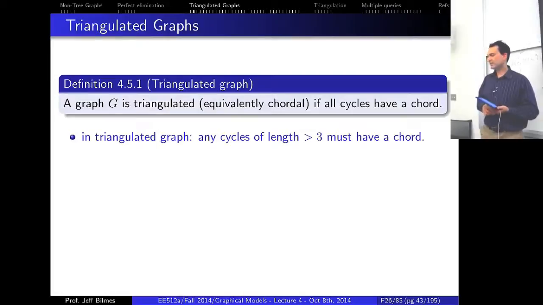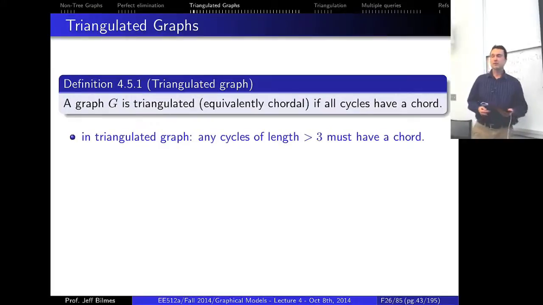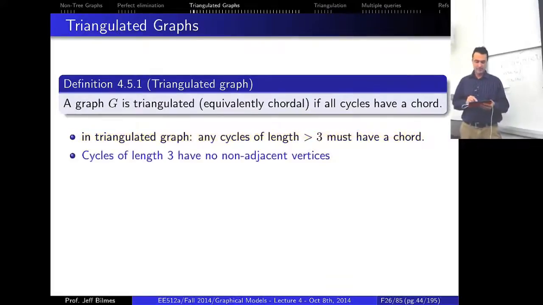Okay, the definition of a triangulated graph is the following. A graph is triangulated, or equivalently chordal, if all cycles have a chord. Sometimes you say that all cycles of length 4 or larger have a chord. But in this class I'm saying that all cycles have a chord. The reason you can say that, I think, is because in a triangulated graph, any cycle of length greater than 3 must have a chord. But any cycle of length 3 has no non-adjacent vertices, so all vertices are adjacent in that cycle. So in some sense, it rules that condition out right away by the nature of the length of the cycle.